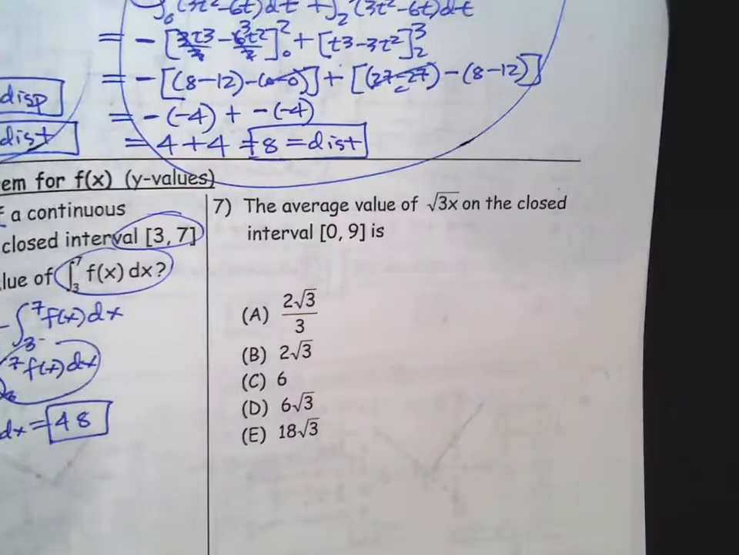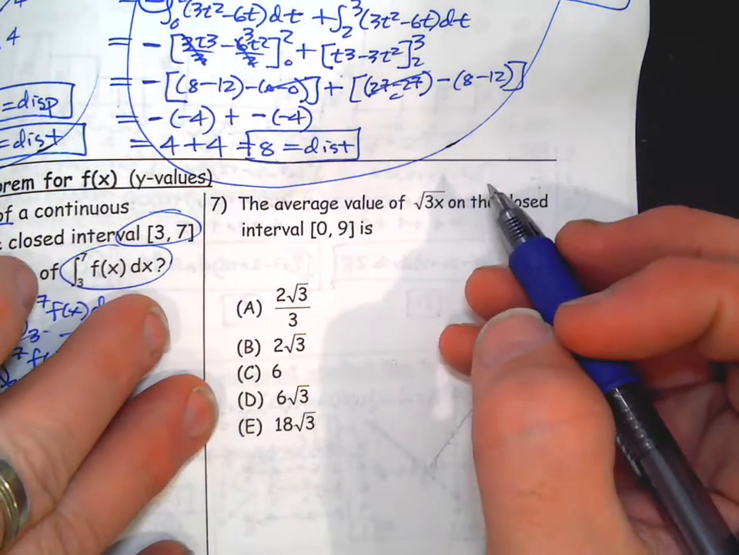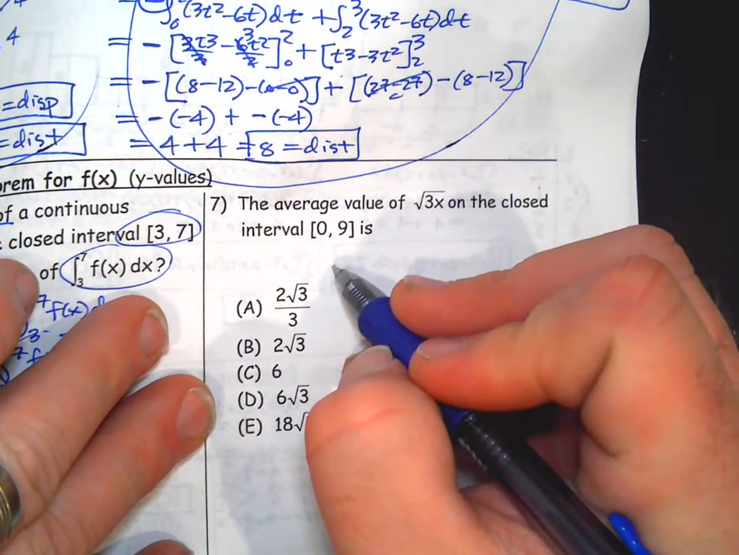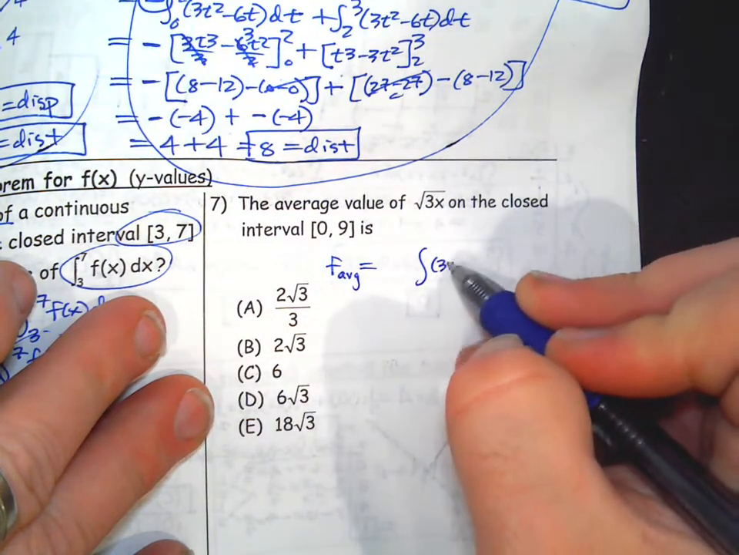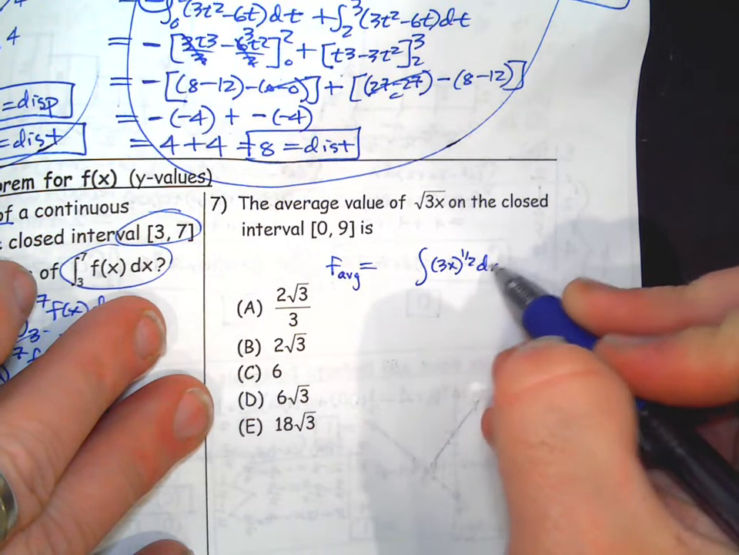Okay, next one, average value is what? Okay, well, if you want to find f average, you need to integrate the function, which I'm going to go ahead and write as a rational exponent.